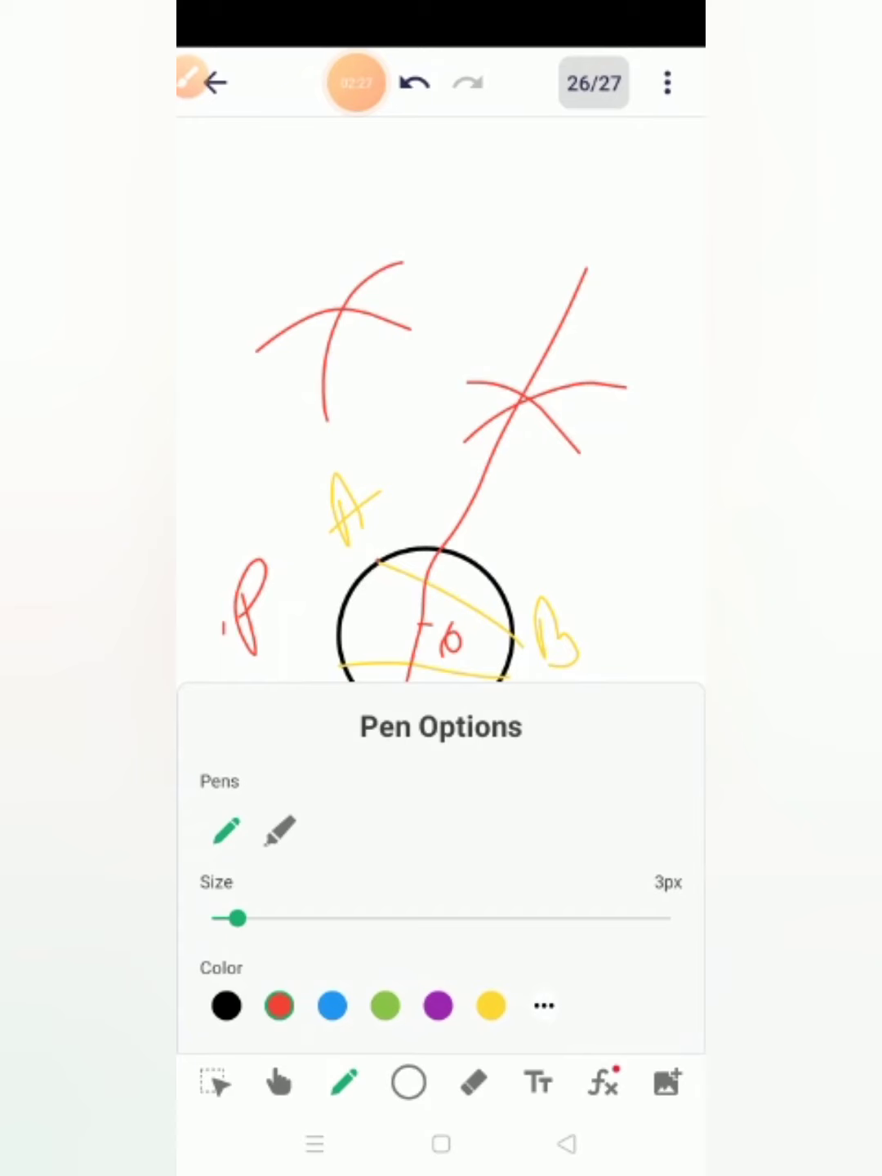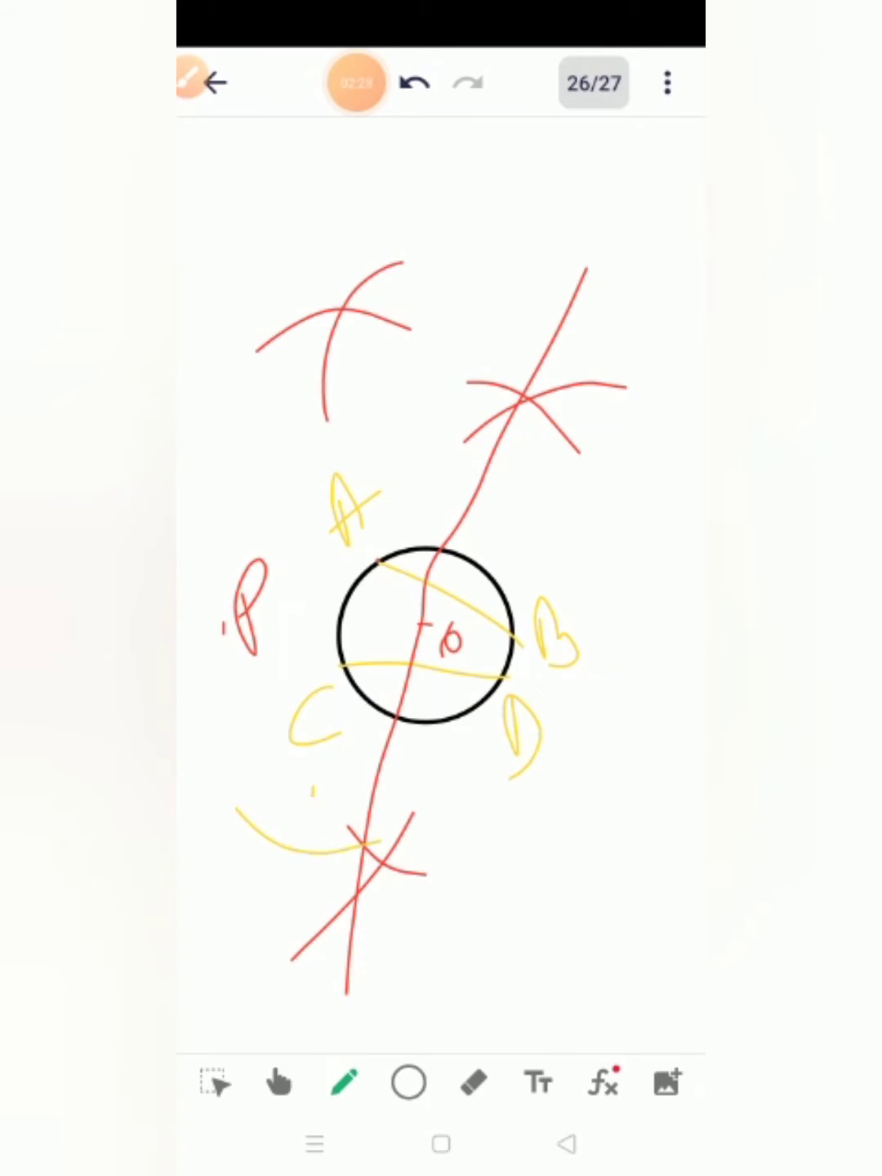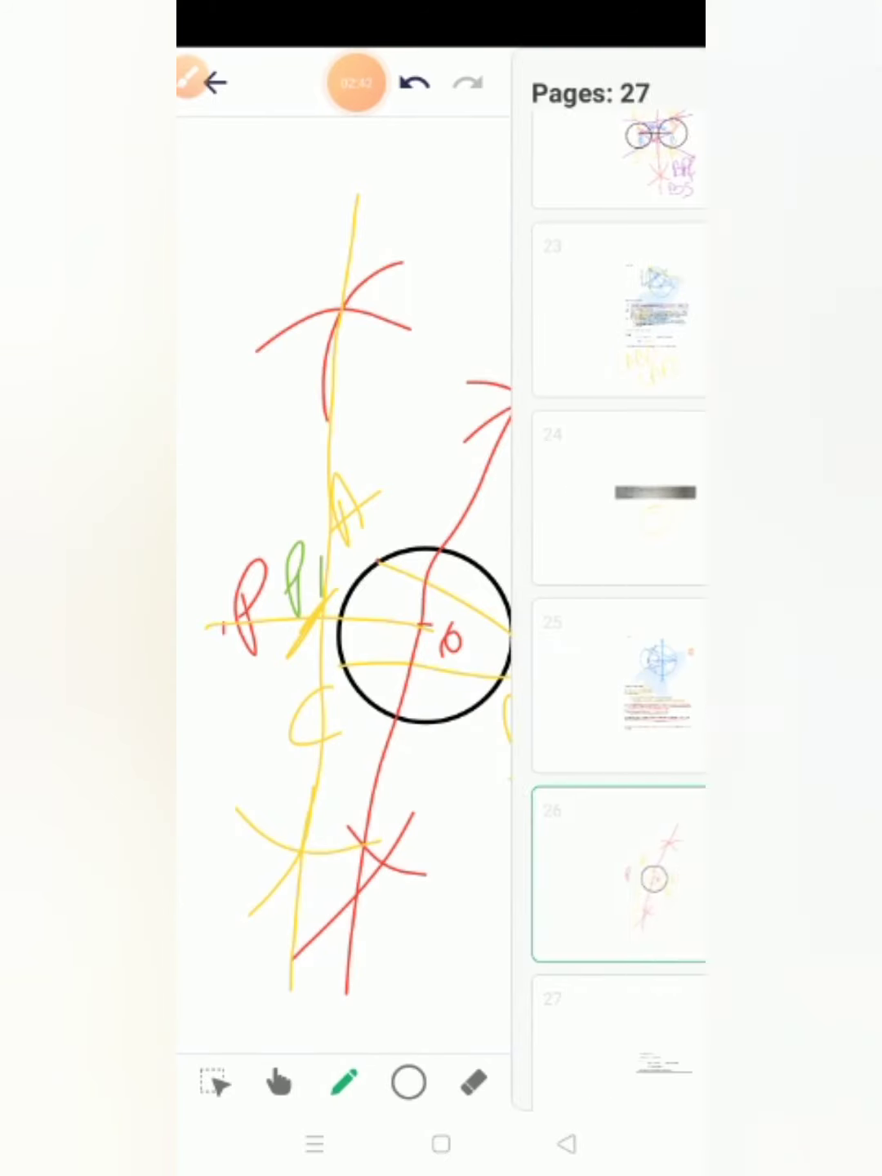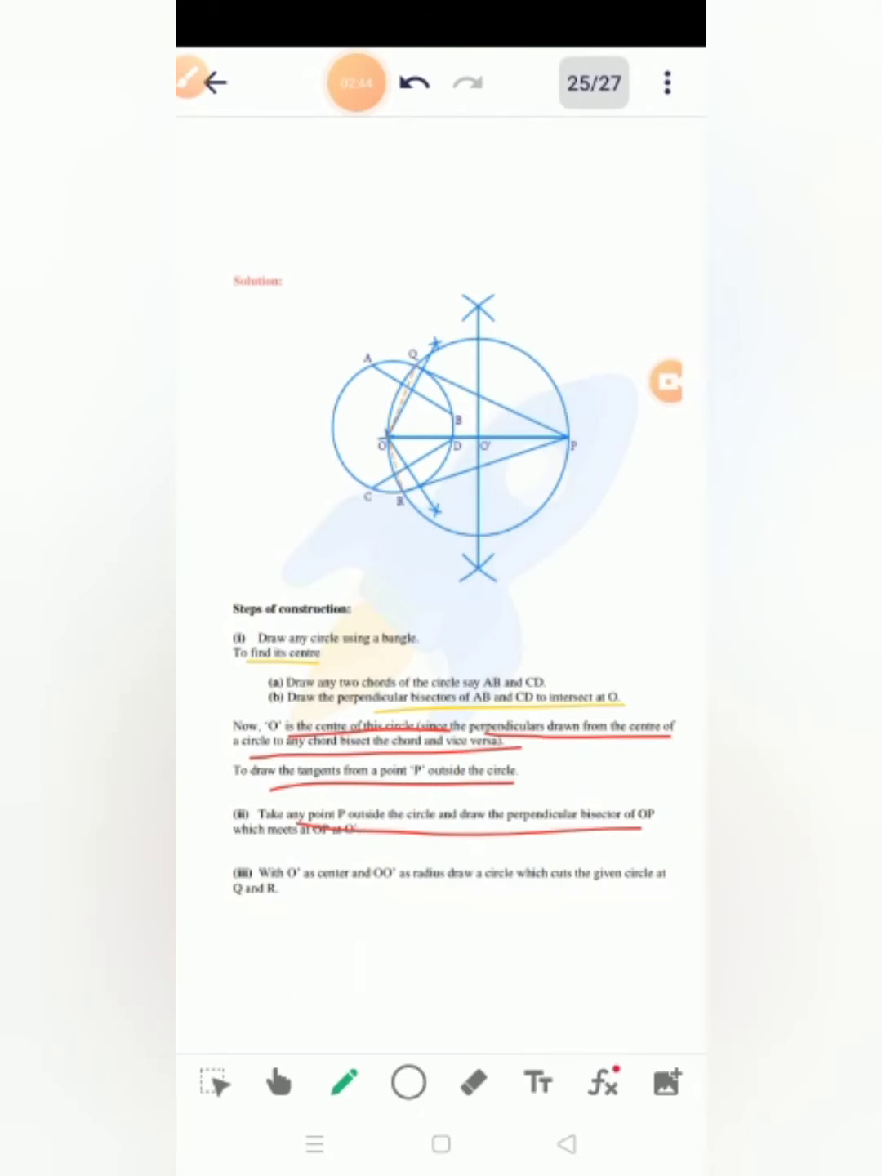Let me change the color to yellow. Okay, you draw the perpendicular bisector and it will join this. You join this line and you join OP. You will meet at this point. This point is named as P'. Okay, this point is named as P'. I've written it that way, there is not any problem.